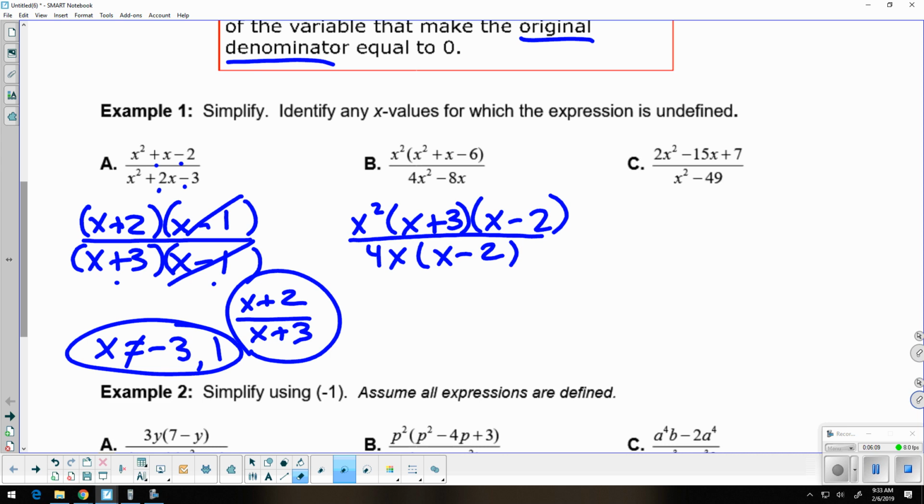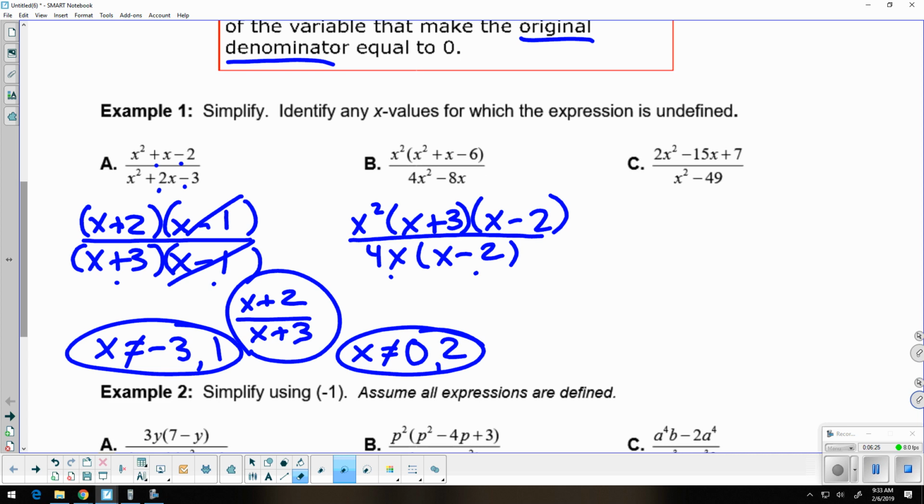Okay, so again, go ahead and state what makes this undefined. Two values, since you have two terms, you have 4x and x minus 2. X cannot be 0 because that would make my denominator undefined, and x cannot be positive 2. So those two values make it undefined.